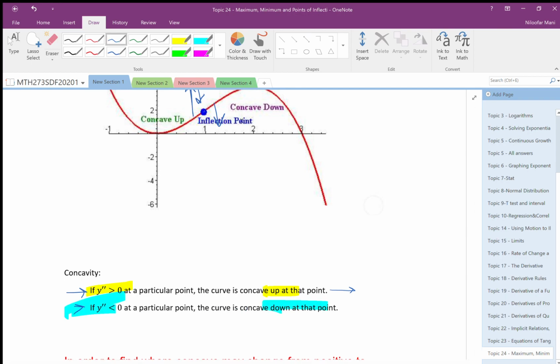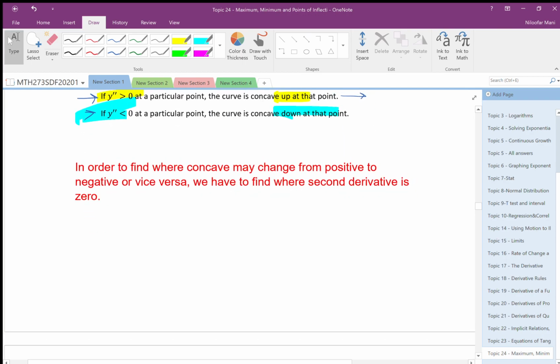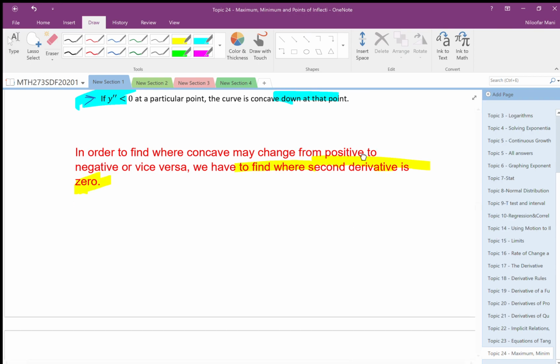Right? So if positive means concavity is up and negative means concavity is down, what can I say about 0? Maybe I can say that at 0, concavity changes, and at 0 I can find my inflection point. An inflection point is where the form of the function changes, or concavity changes from up to down, or down to up. So I can find where the second derivative is 0.